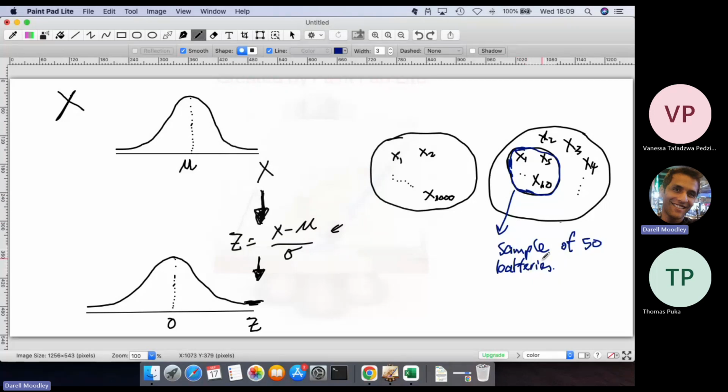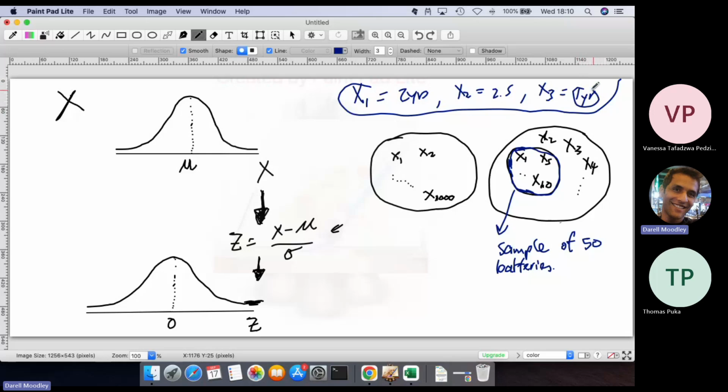Okay, now if we have 50 batteries in them, we can get an average for those 50 batteries. Think about it: if I just give you an example of 3 batteries, battery 1 lasts 2 years, battery 2 lasts, say, 2.5 years, and battery 3 lasts about 1 year. I can get an average for these 3 batteries. The average would be 1 plus 2.5 plus 2, divided by 3. That would give me the average lifetime for all 3 of them.